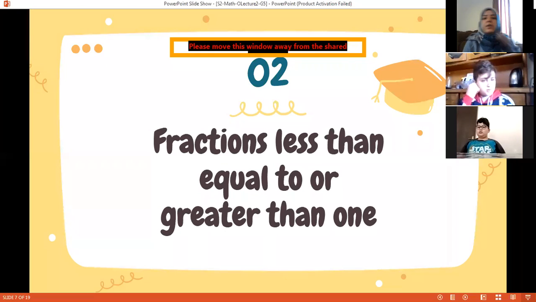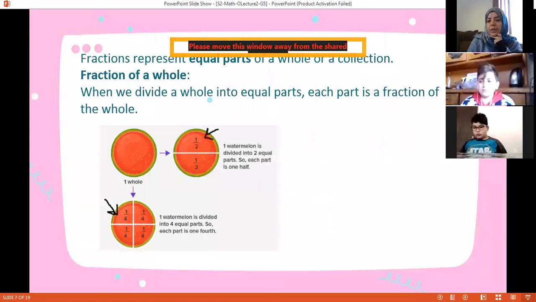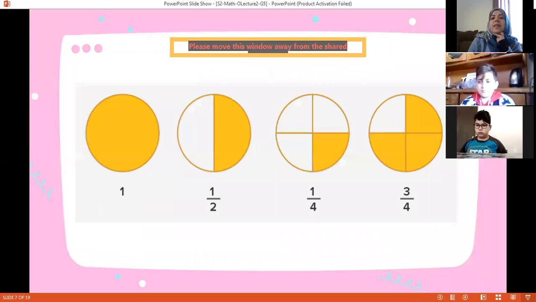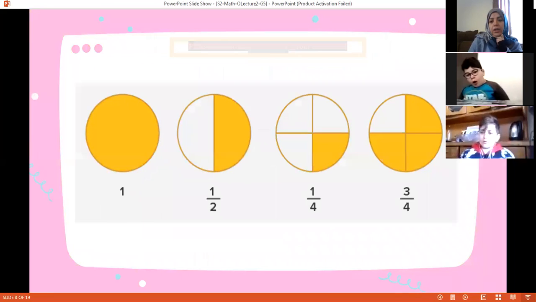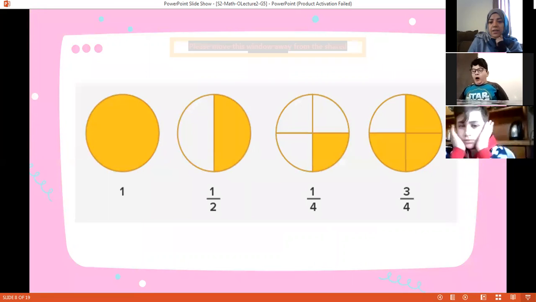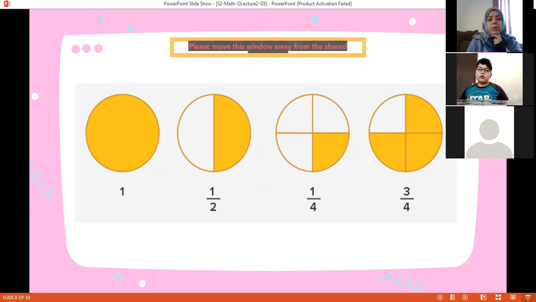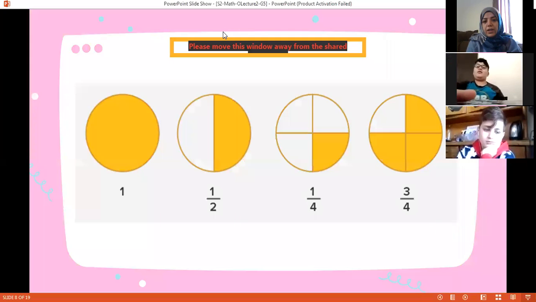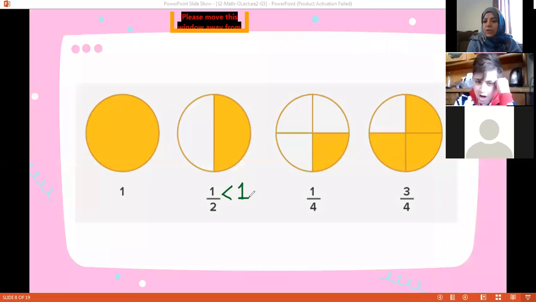Fractions less than, equal to, or greater than 1. Fractions are less than 1 when they represent less than the whole amount. If you look at the first circle, we colored the whole circle with yellow. But in the second circle, we only colored one part out of 2, so we colored less than a whole circle. So 1 over 2 is less than a complete colored circle. Also 1 over 4 is less than one complete colored circle. Also 3 out of 4 is less than 1.